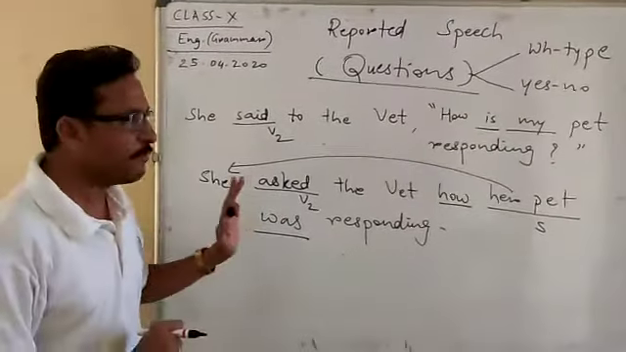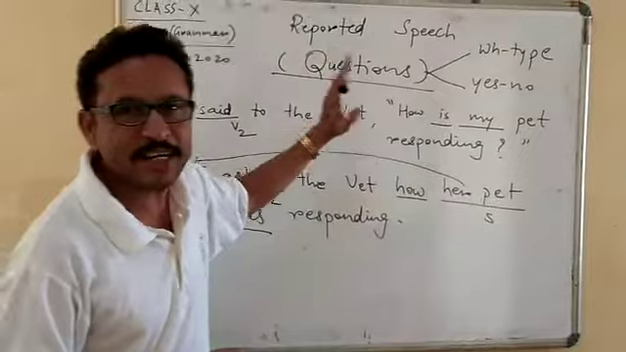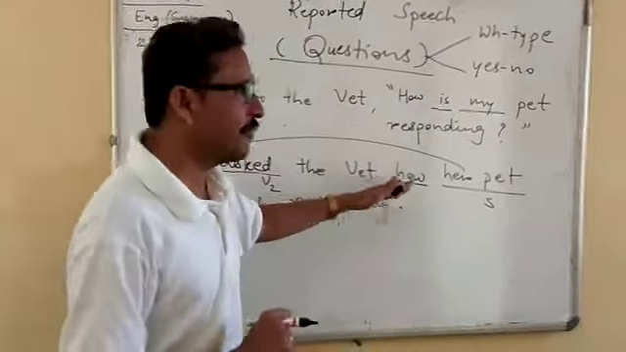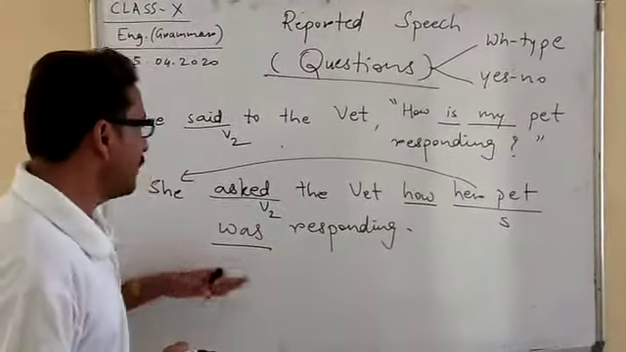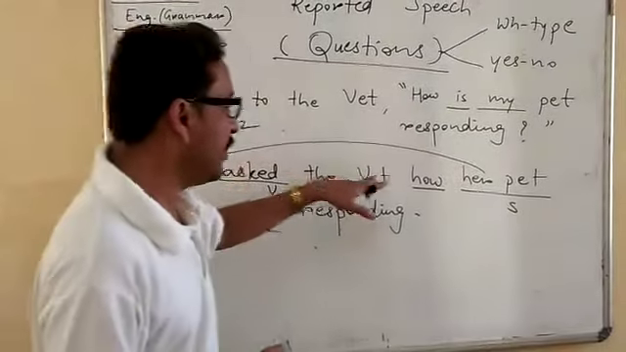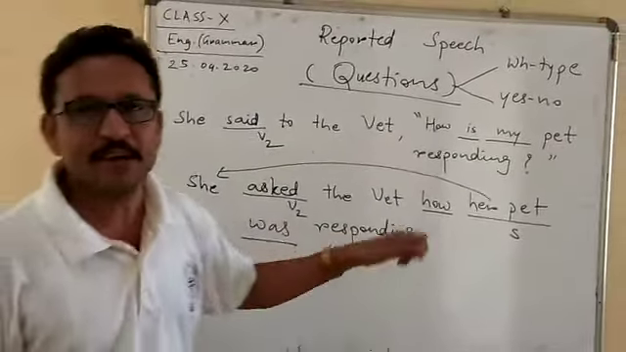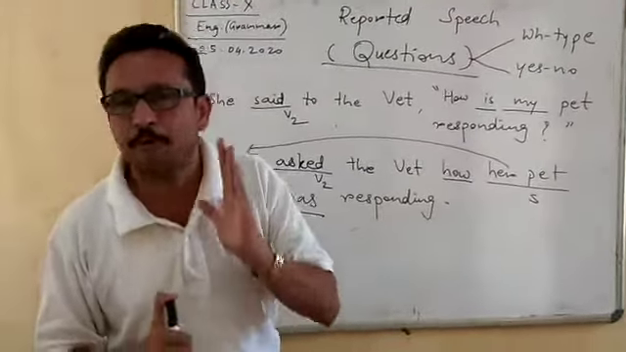So let me repeat once again that in direct speech the type of sentence is interrogative, but when you convert it into indirect speech, we convert it into an assertive sentence or statement, and that is why the answer goes like this. She asked the maid how her pet was responding. Now we are going to see one example of a yes/no type of question.